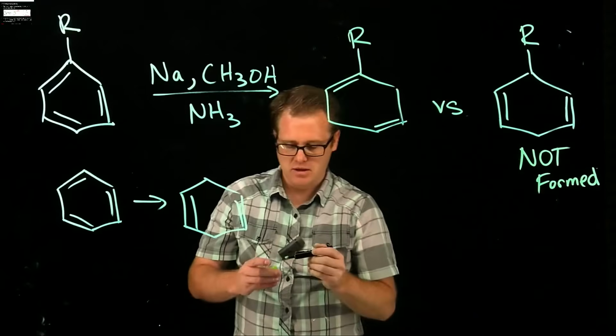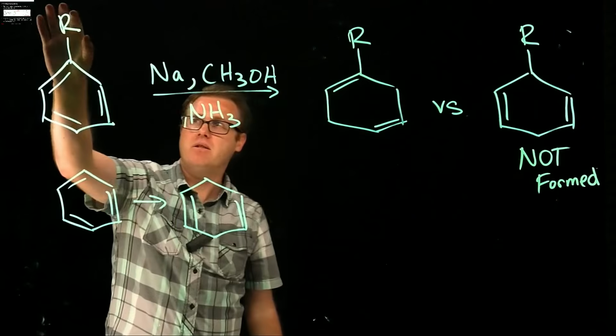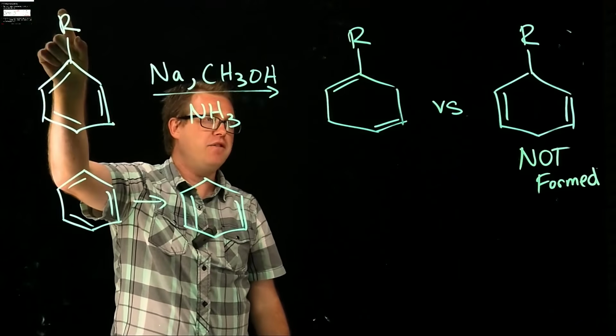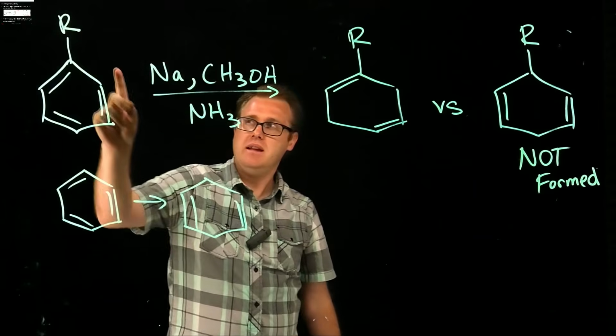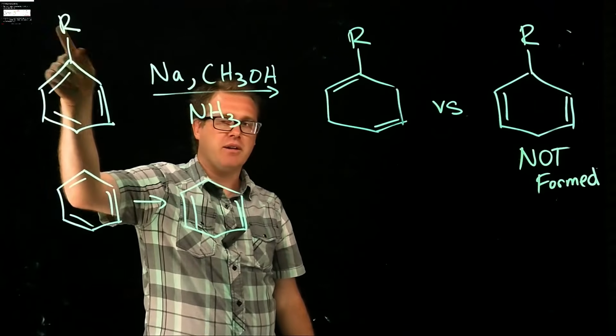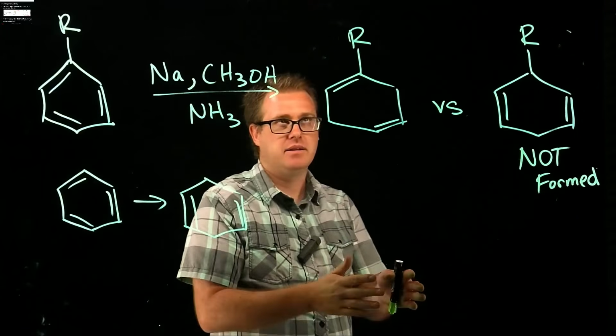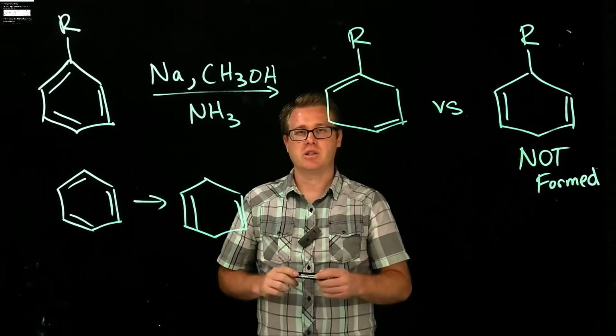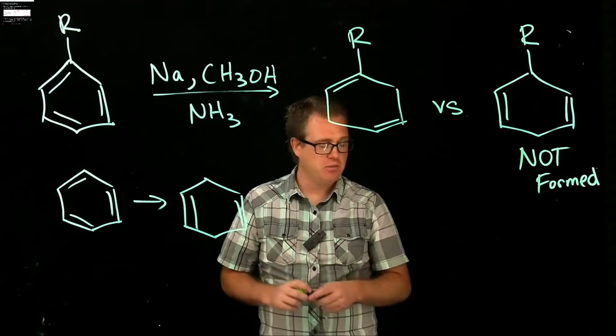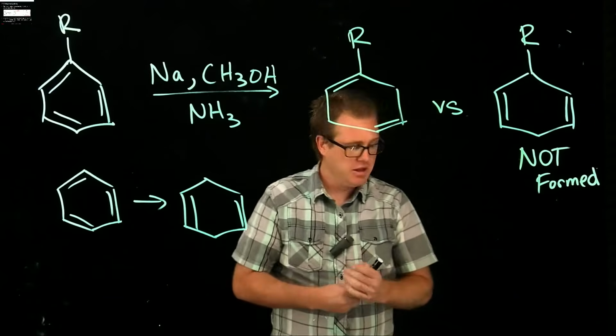All right. This alkyl group is going to influence the reduction. Recall that alkyl groups are electron donating. Okay, and when it donates electrons in, you'll see in a moment, it's going to cause some problems.